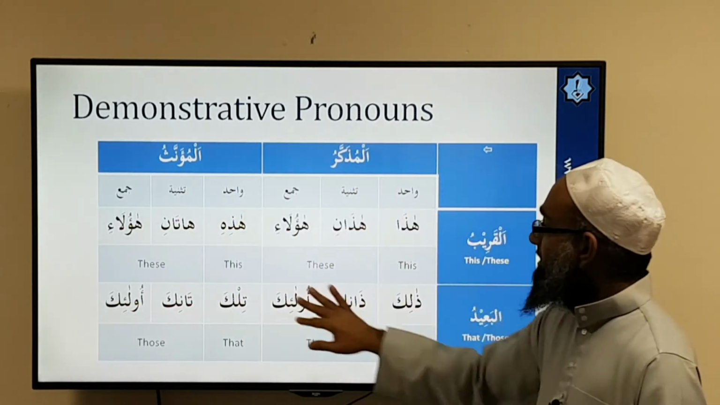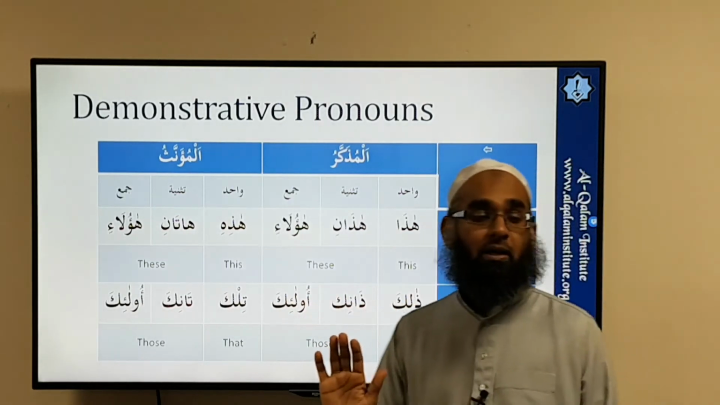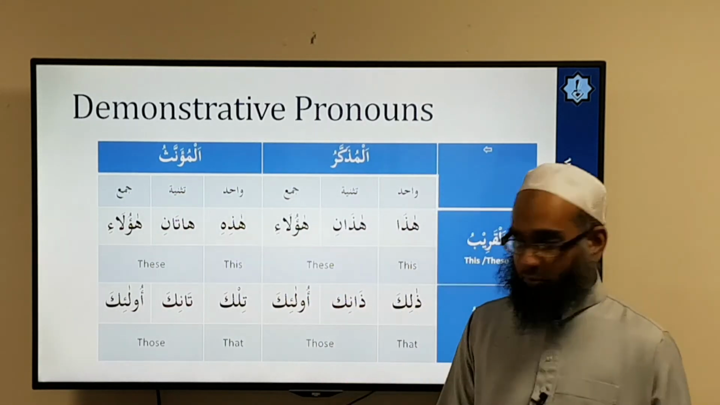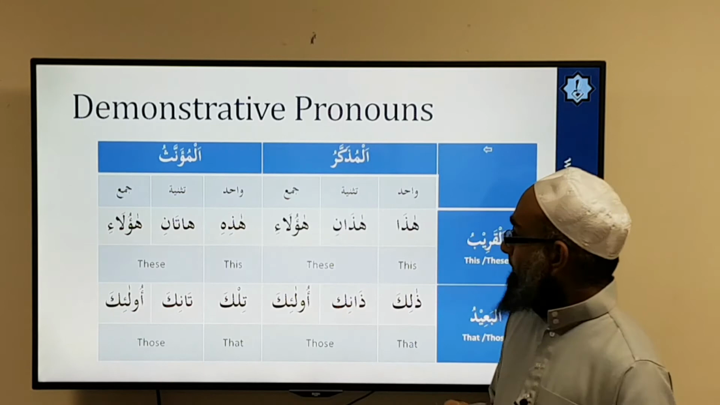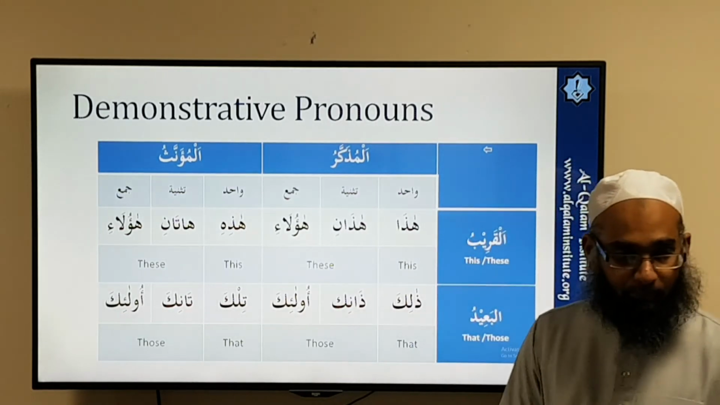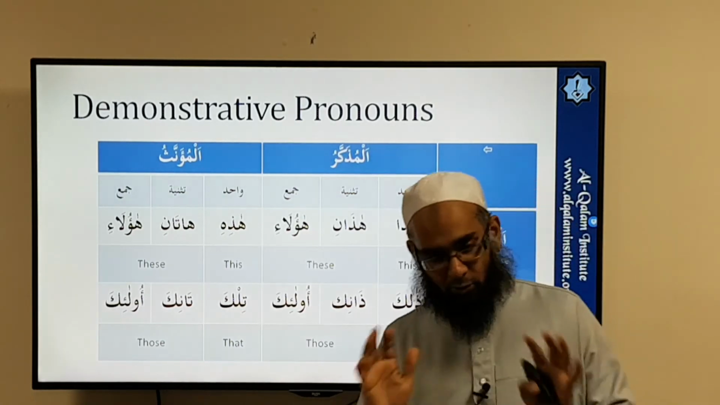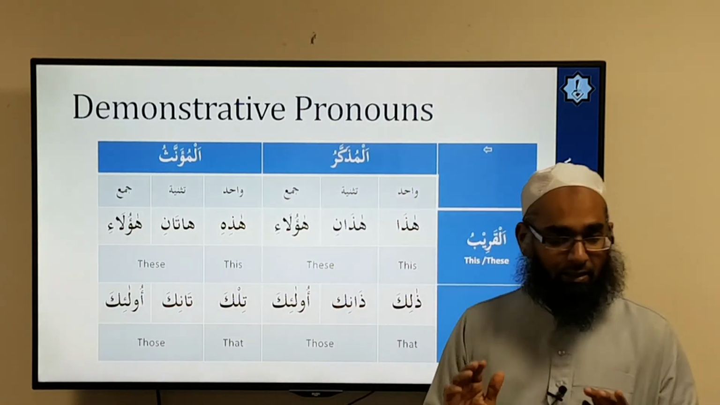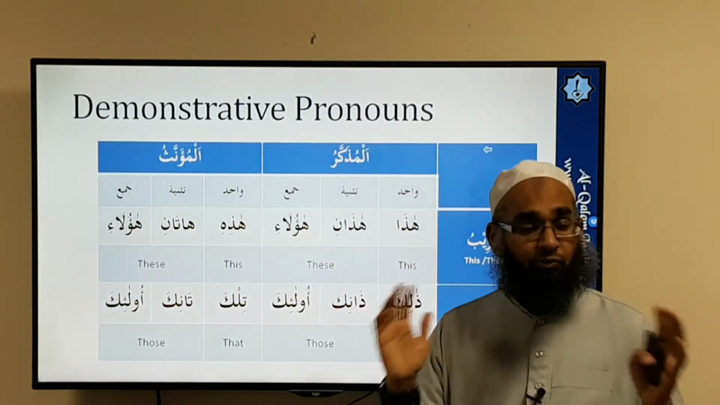Okay? So these are the 12 words you need to remember. And these are very, very commonly used words. So take some time out and learn these. Make sense? Any other questions? Now how these are used, I'll explain tomorrow inshallah. But I just want you to understand the concept of these 12 different words.